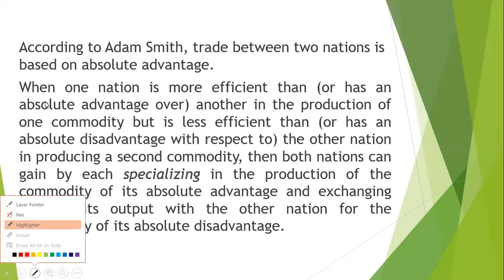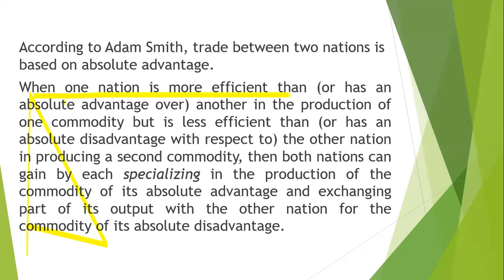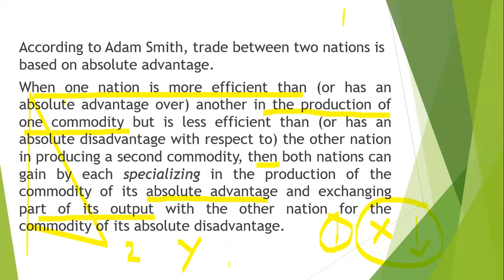It means when one nation is more efficient in the production of one commodity, then that nation can have absolute advantage in the production of that commodity. So suppose that if nation 1 produces commodity X at a less cost, then nation 1 is said to have an absolute advantage in the production of commodity X. Whereas if nation 2 produces commodity Y more efficiently or at less cost, then you can say that nation 2 has an absolute advantage in the production of commodity Y.